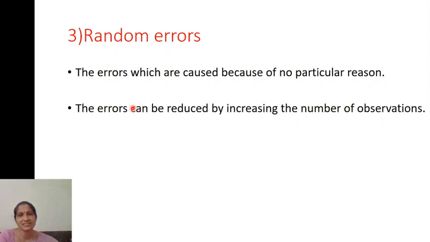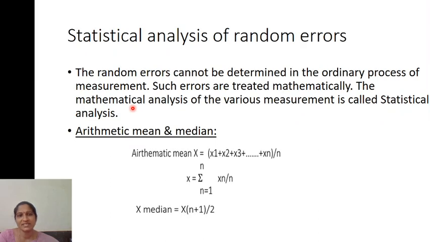We can discuss this in the coming topic itself. Increasing the number of instruments, so as to reduce the random errors, we can use statistical analysis of random errors. So what is the statistical analysis of random errors? As we already discussed, random errors cannot be determined in the ordinary process. We don't know the reason behind these random errors, so we will not be able to determine them in the ordinary process of measurement. To reduce these errors, they should first be treated mathematically, and by applying some mathematical analysis, you can reduce the error.